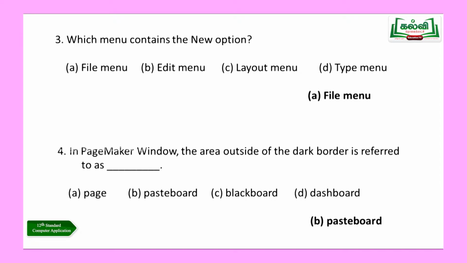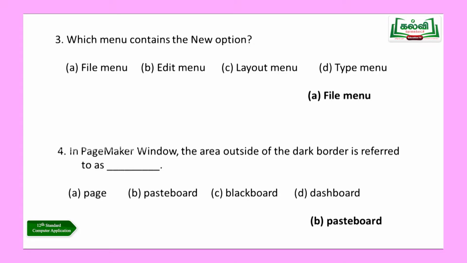Now we move on to the next question. Third, which menu contains the new option? That is why I told you in the beginning itself, please remember that image. If you remember the image, you can answer 90% of the questions in this chapter. Now the menu appears below the title bar. The menu contains many options. In that, where you have the new option, the students must do practically. Now you don't have practical because of this corona period, but if you have any chance, you can install Adobe PageMaker and open it and see the various menus.